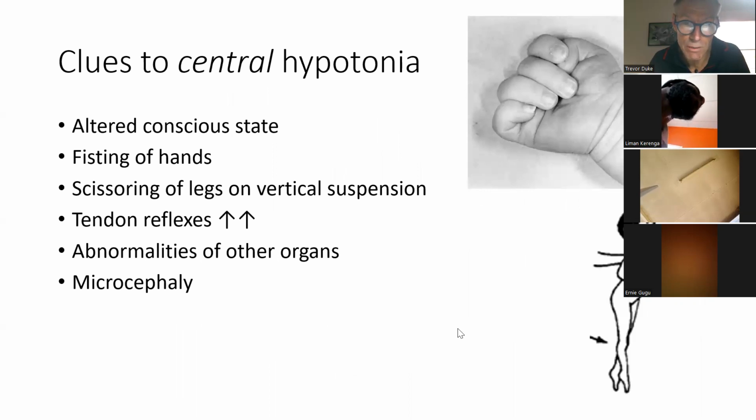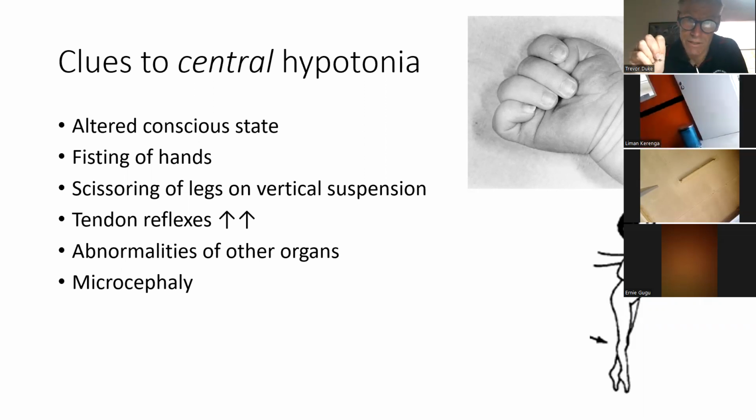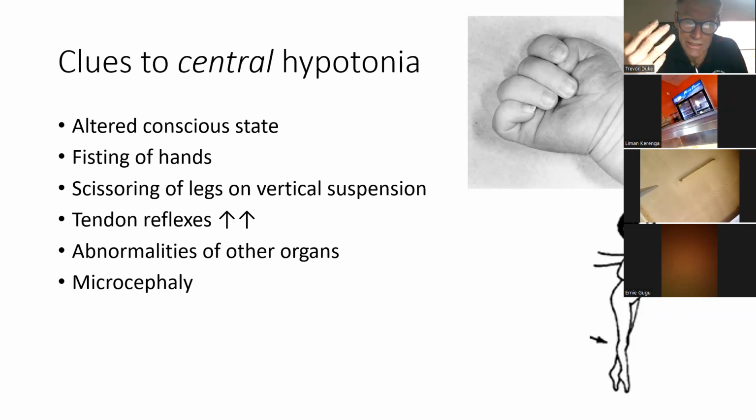There are some clues to central hypotonia, and one of them is the way babies can hold their hands. Most babies don't hold their hands with their fist and their thumb inside their fingers. This is called the fisting of their hands. If you see that, it's a sign of central hypotonia, that there's something wrong in the cerebral cortex or in the cerebellum that's leading to that degree of hypotonia. Babies who've got a central hypotonia will have an altered conscious state. They won't be as alert as they should be. They won't be able to engage like they should. So look to see if they're alert or not alert.